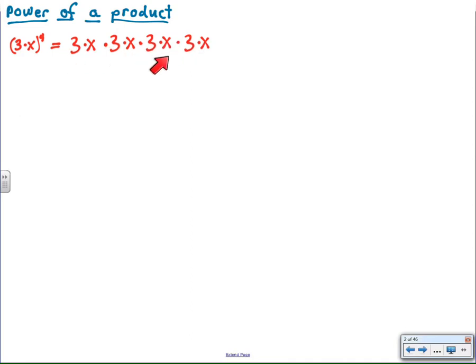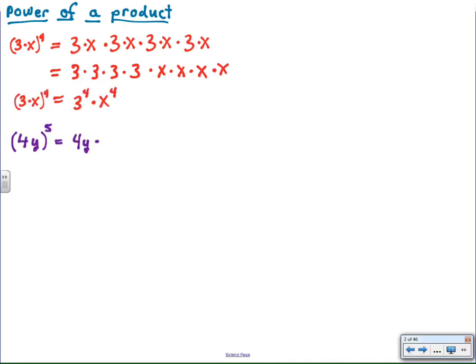Luckily for me, I can multiply in any order I see fit, so I'm going to multiply all the 3's and all the x's. And instead of writing it all out like that, I'm going to use my shorthand notation. There's 4 sets of 3 and 4 sets of x, and so we end up with this conclusion. If we have 3x to the 4th, it's the same as taking 3 to the 4th times x to the 4th.